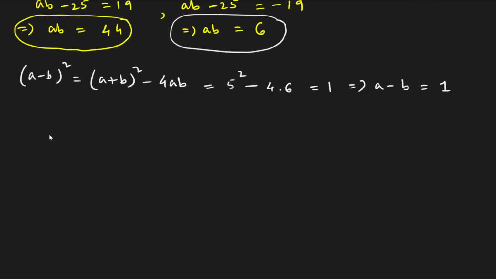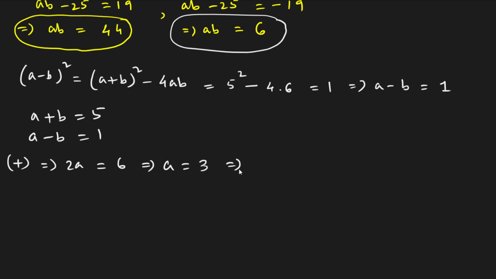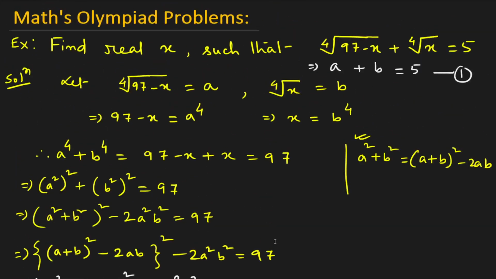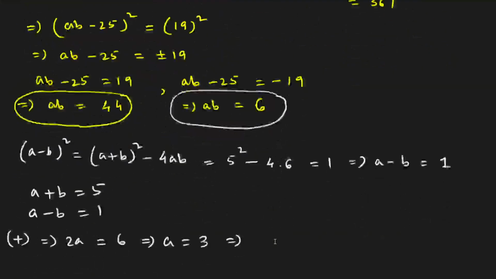So initially we have a relation which is a plus b equals 5. Now we get a relation a minus b equals how much? 1. So if we add these two equations, what we will get? Twice a is equal to 6. So from there a equals how much? 3. So do you remember what is a at the beginning? You see, a is the 4th root of 97 minus x.